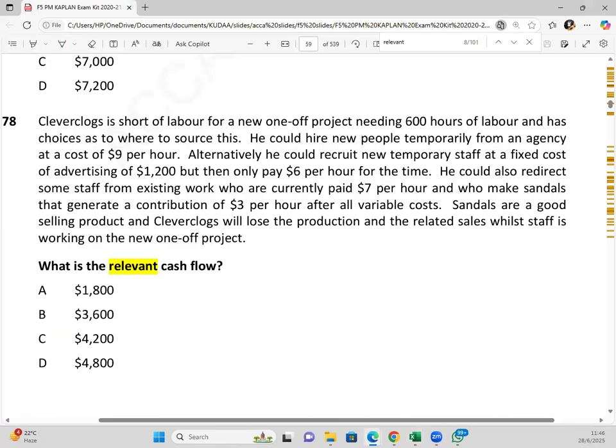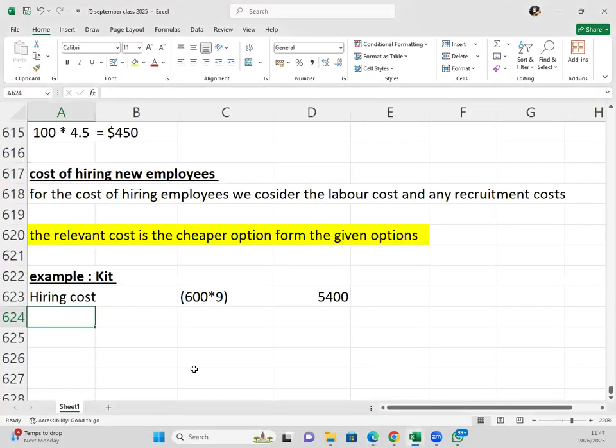Alternatively, he could recruit new temporary staff at a fixed cost of advertising of 1,200, then only pay $6 per hour. He could recruit new staff. So the option of using the agency is the one that we've done. Now we're looking at the second option, where he could recruit temporary staff.